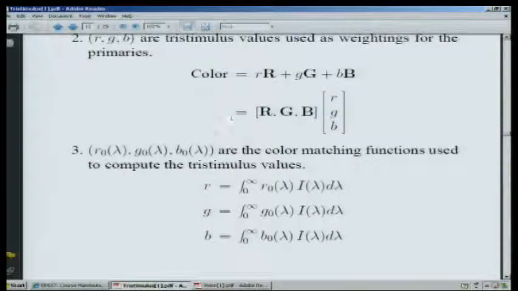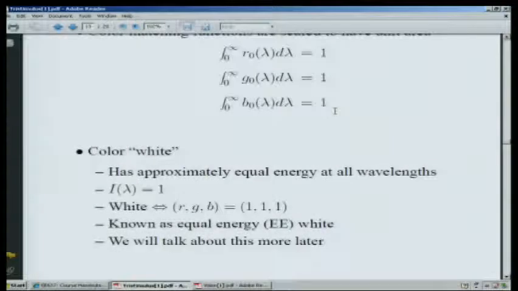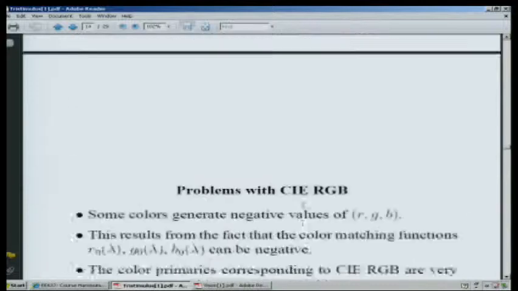And the values of RGB must be the integral of the associated matching function with the spectrum of the incoming light, okay? Now, I already talked about this. We're going to assume that the color matching functions are scaled so that they integrate to 1 without loss of generality. And in that case, equal energy white, which has uniform spectral density over all wavelengths, is going to correspond to RGB values of 1, 1, 1, or 1, 1, 1 times some constant. Okay.